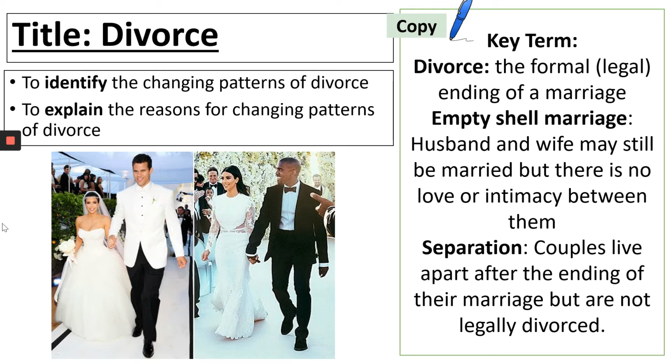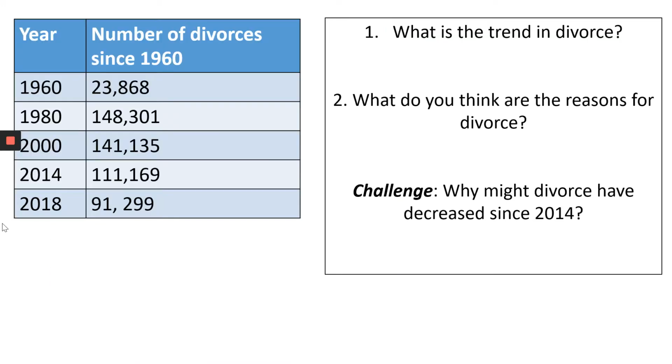So we'll be looking at first the trend. So I've got here a table. You've got 1960 up to 2018, and you can see the overall trend has been, from the 1960s to 2018, the divorce has increased. So that's the overall trend.